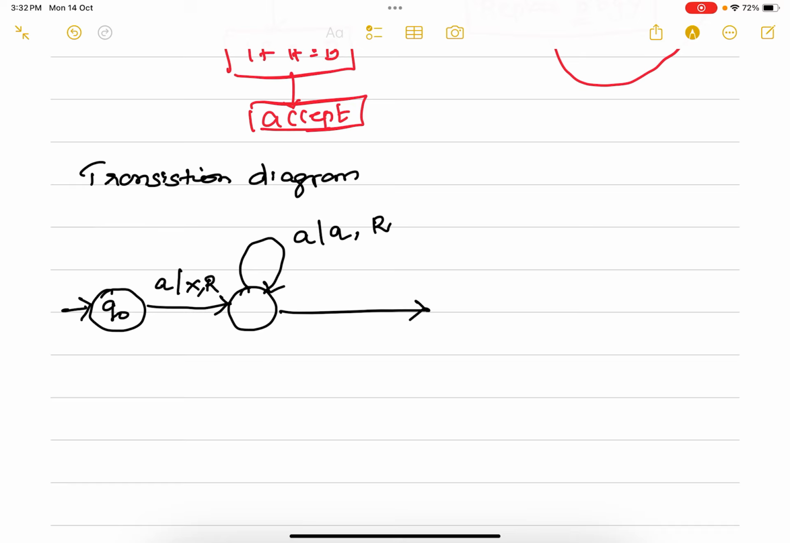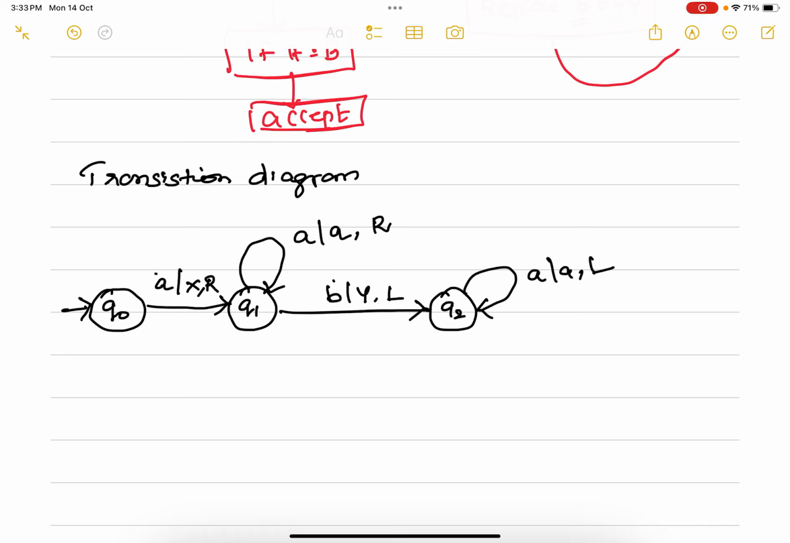And after that a B can come. You replace that with Y and move towards left, because for this A we have found one matching B. Now while moving towards the left, there is a possibility of A coming again. We have to move towards the left hand side. Now let this state be Q1, this state be Q2.